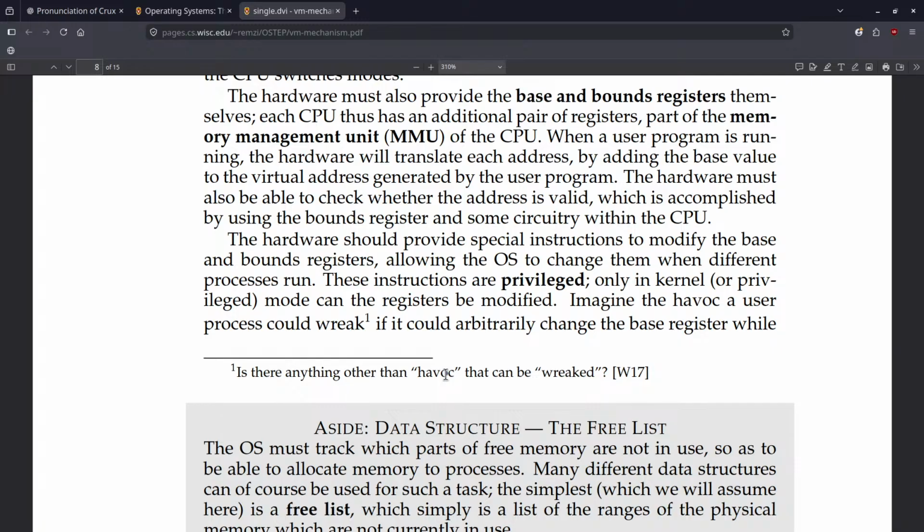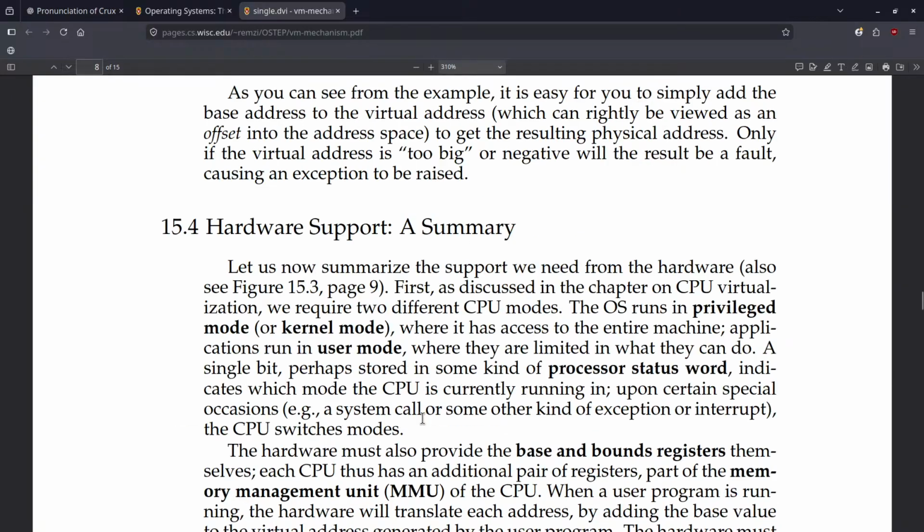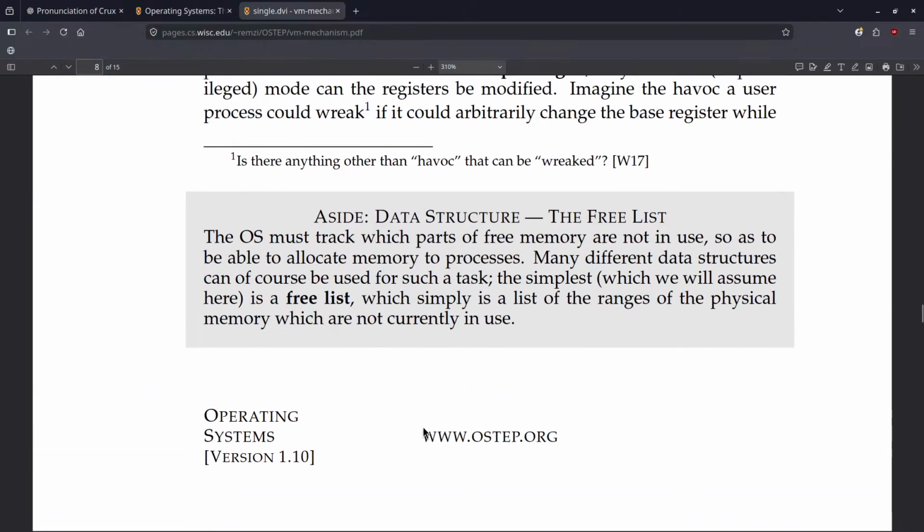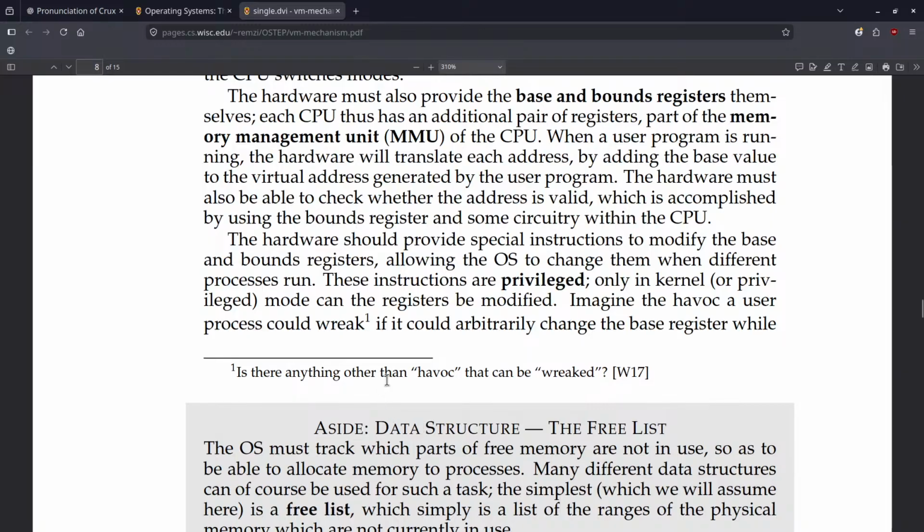What is havoc? Okay. Is there anything other than havoc that can be wrecked? Okay, I don't understand that. The hardware should provide special instructions to modify the base and bounds. Okay.